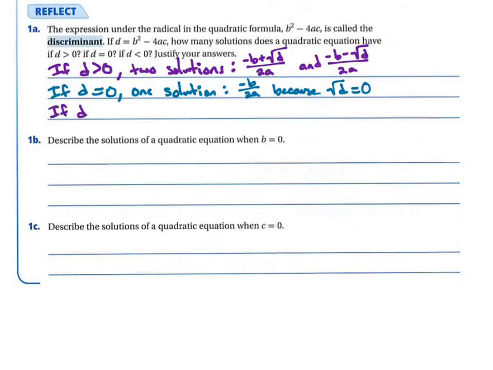And if D, the discriminant, is less than 0, we have no real solutions, because root D is not a real number, right? Then we would have negative b plus or minus not a real number. We wouldn't know how to solve.